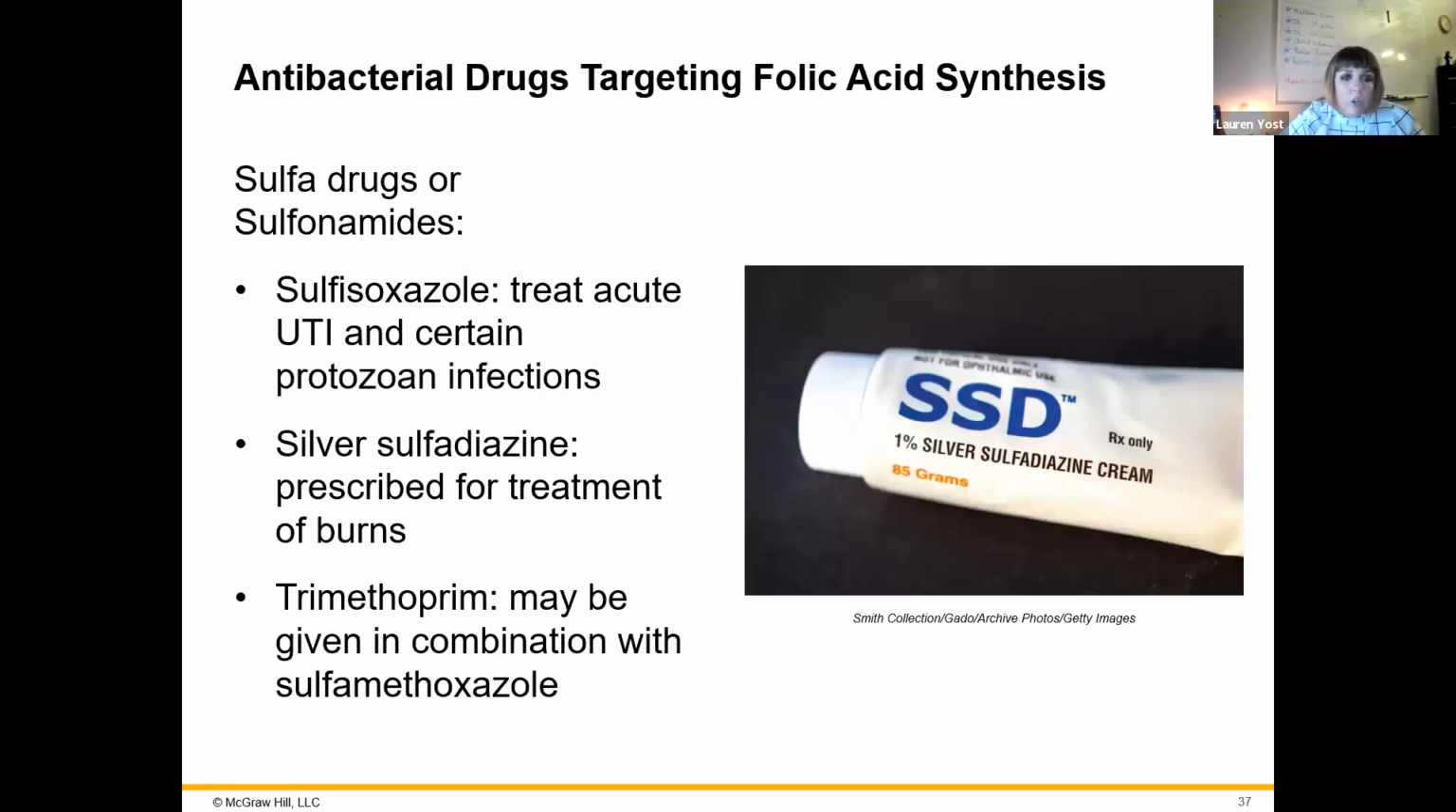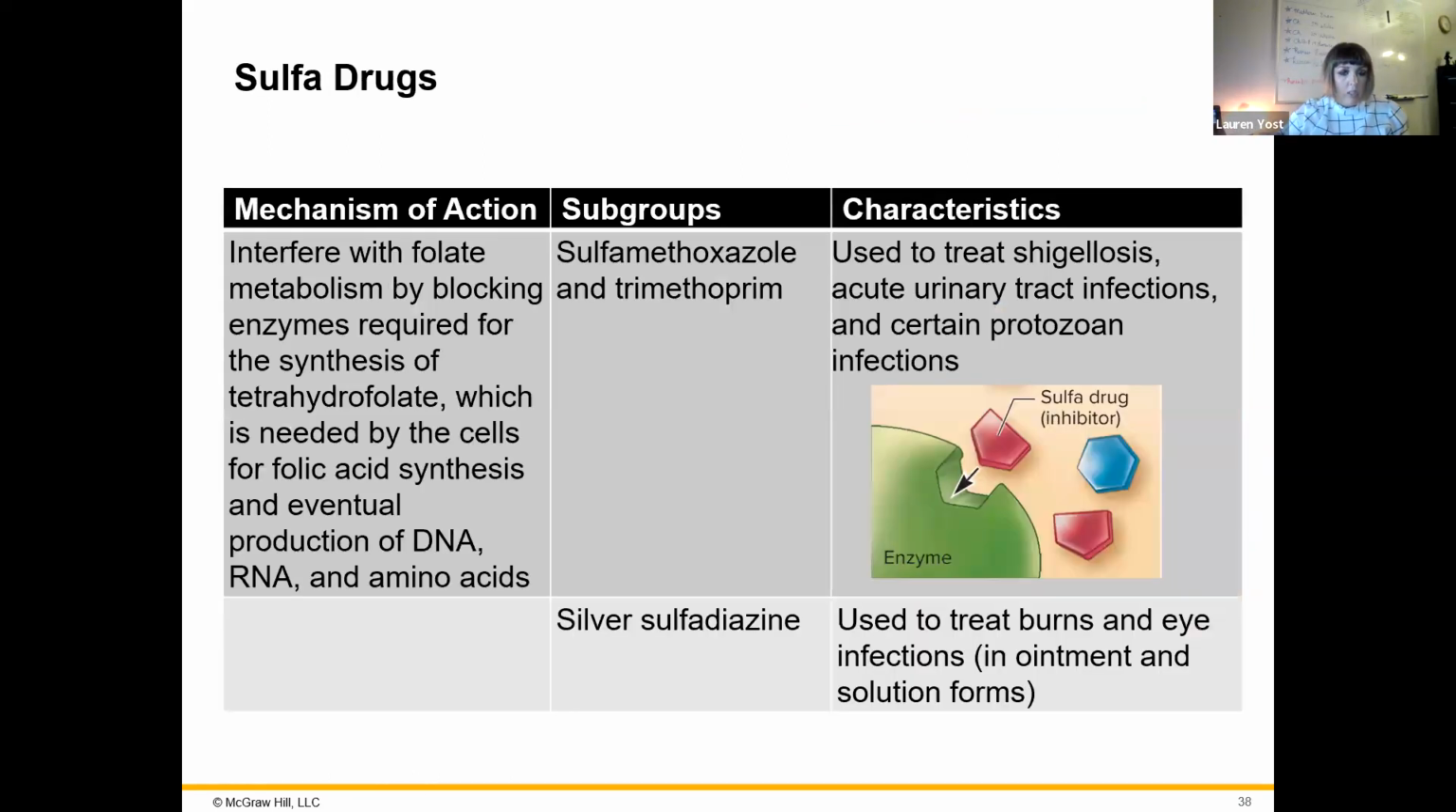Then we have our sulfa drugs. This even includes silver sulfadiazine, which is for burns, right? So our sulfa drugs, if it has a sulfur aspect to it, it's probably going to be involved in folic acid synthesis. Trimethoprim is one of these. It's often given in combination with sulfamethoxazole, which is another one of these. But anyways, they're sulfa drugs. People can be allergic to these, usually allergic to the whole group, right? These are going to mimic one of the intermediates of folic acid synthesis.